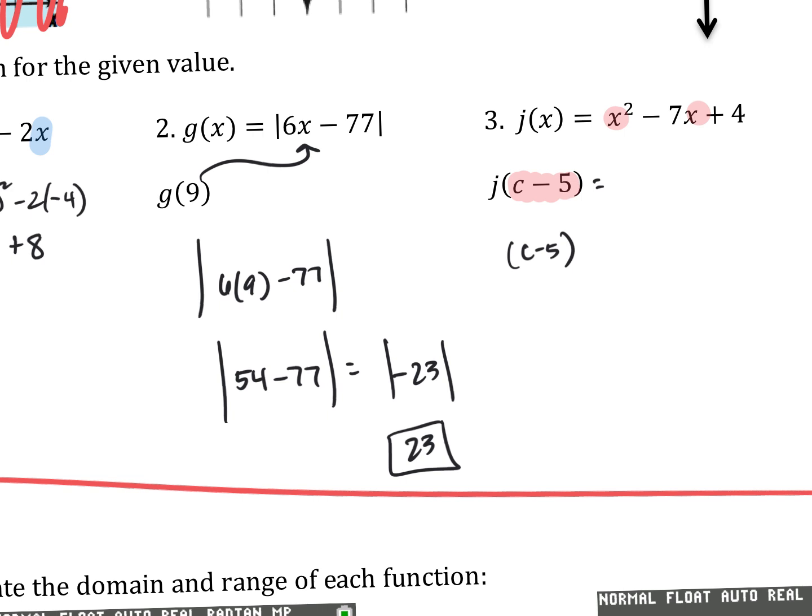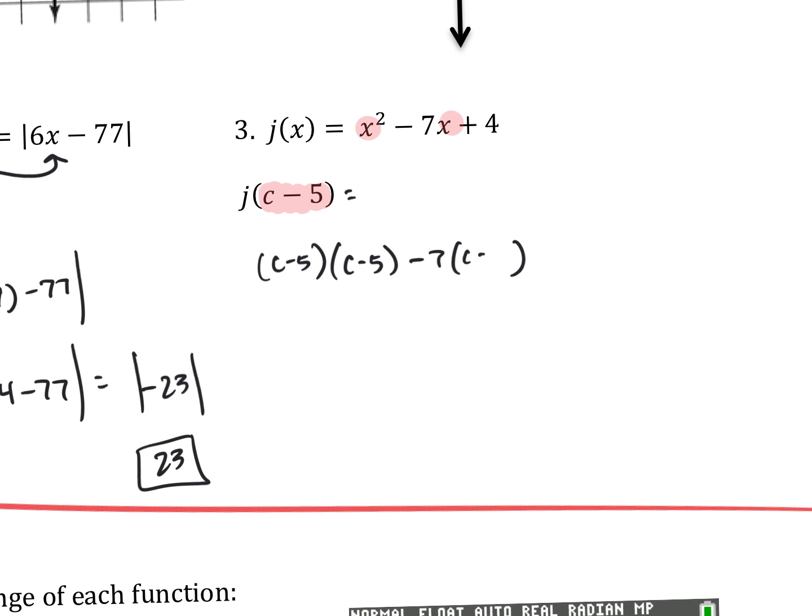If we've got that squared, would I just take this 2 and distribute it? I can't do that, remember? Doesn't it need to be C minus 5 times C minus 5? Yeah, so I'm going to write it like that to save myself a step. Then I've got negative 7 times C minus 5, and then a plus 4.